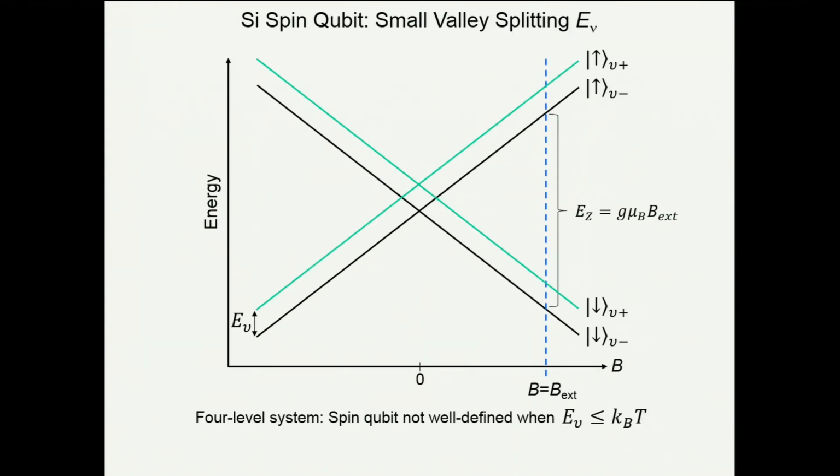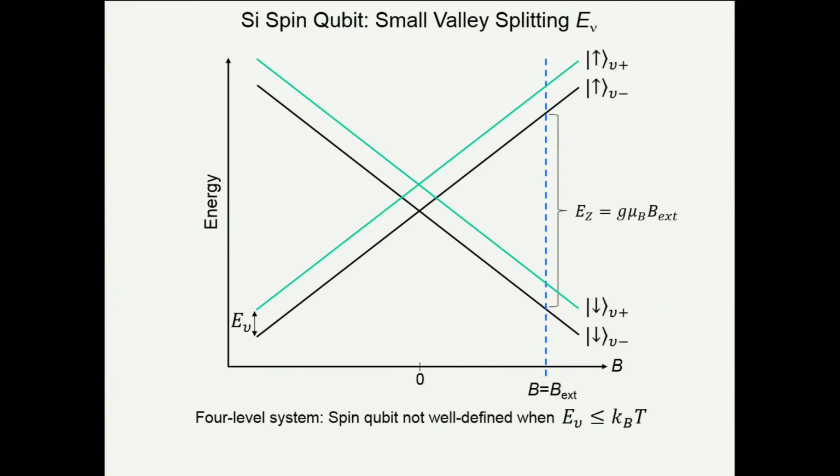In silicon, if we have another low-lying valley state, we'll have Zeeman splitting of the lowest valley state and some excited valley state, which I'm showing here in blue. And that excited valley state will also have Zeeman splitting. And you can see if this valley splitting is small, we can actually have thermal mixing of the spin down states in the ground state valley and in the excited state valley.